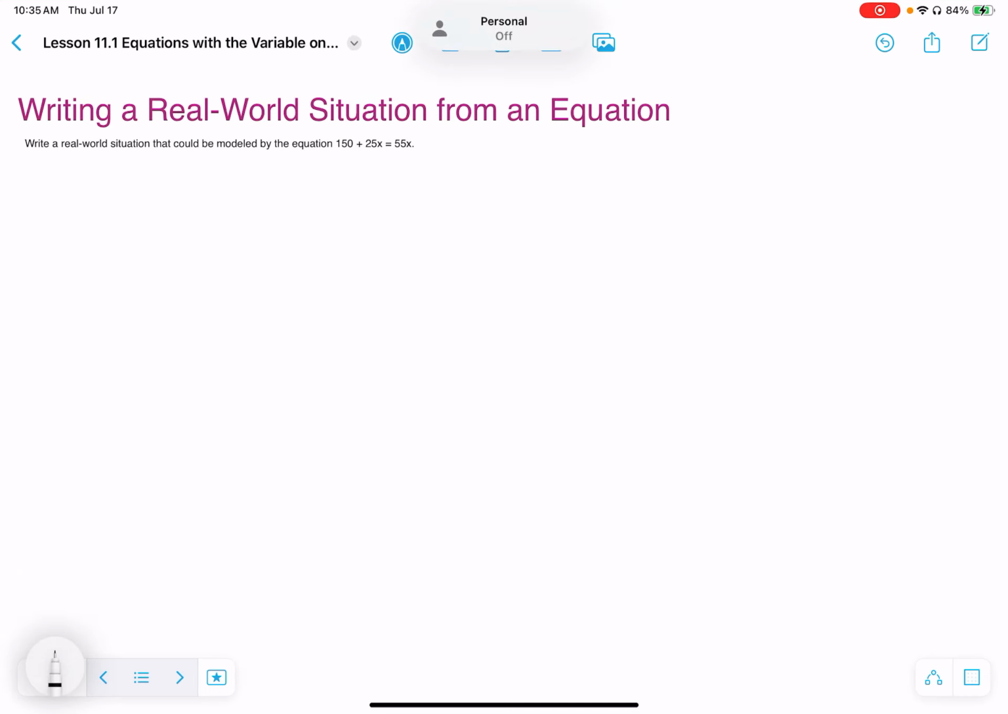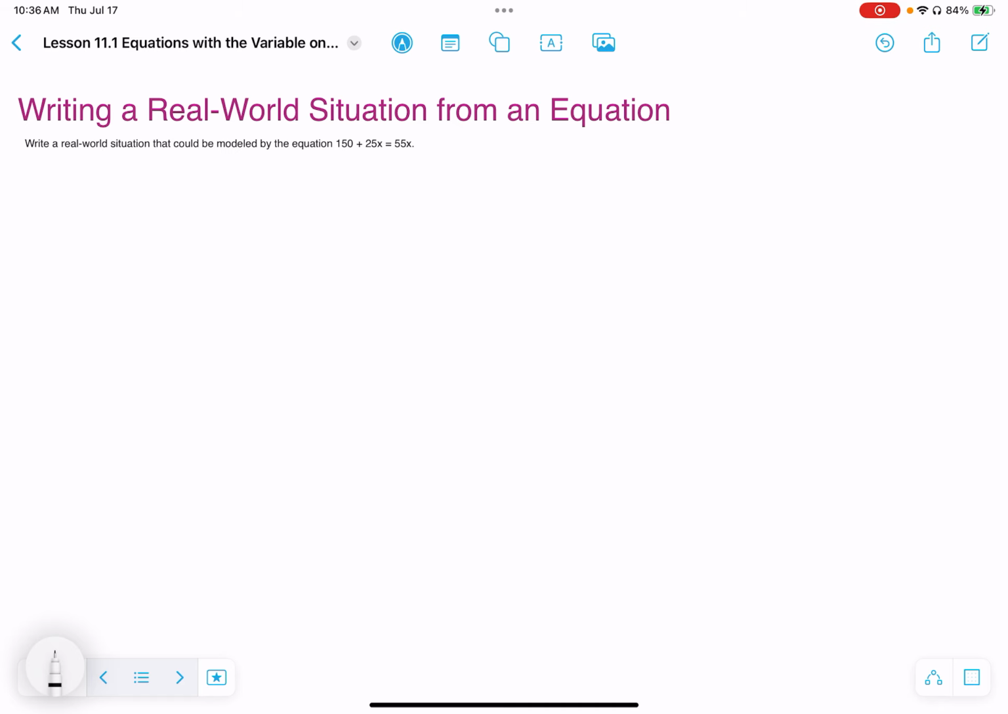Something that we have done over and over again is to take a real world situation, also known as word problems. We don't like to use that word because everybody's afraid of word problems. But one thing that we've done over and over again is to take a word problem and write an equation or equations and then solve it. Let's see if we can go the other way though.